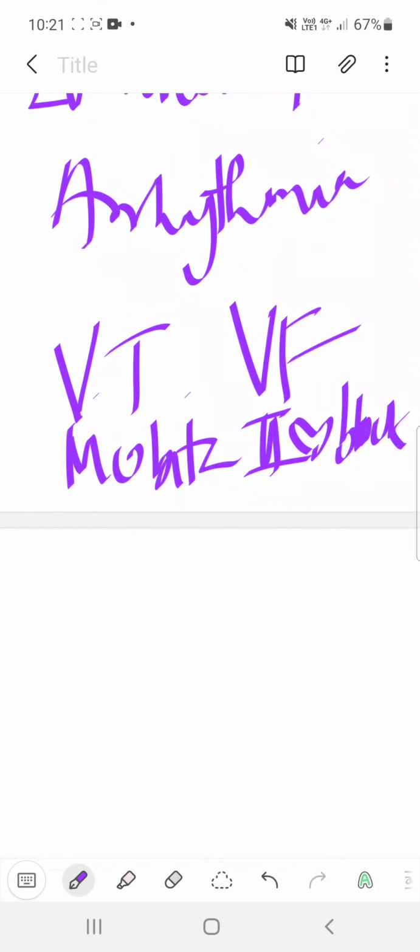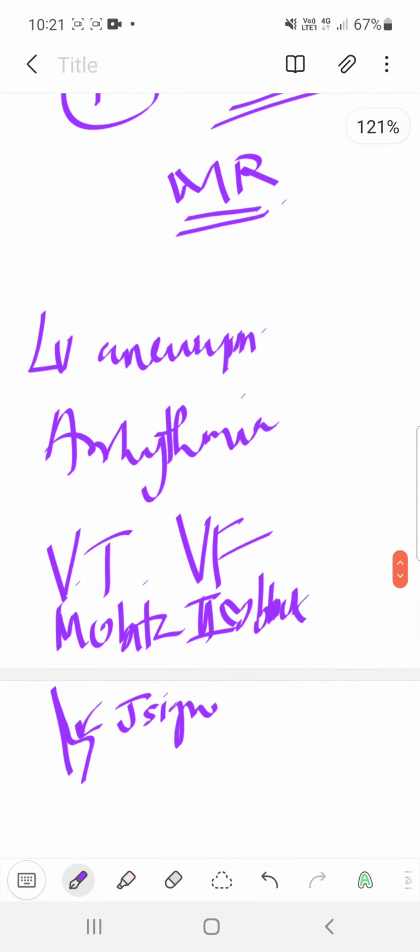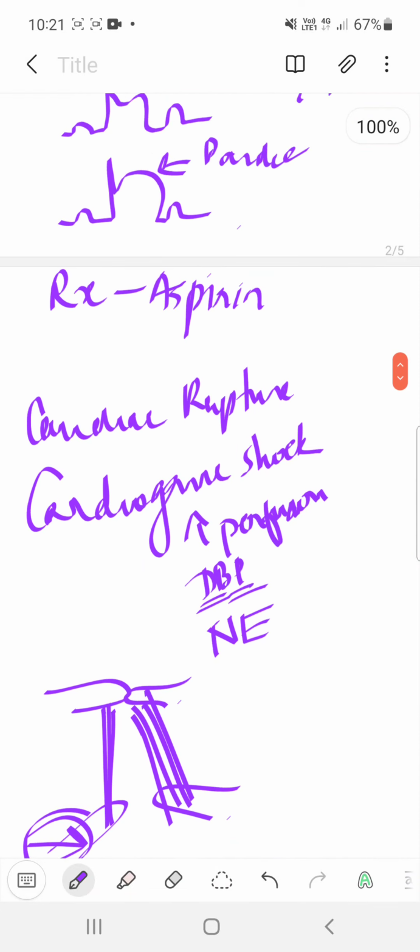In the case of the S wave, you can get a Josephson sign. It's a shelf-like sign. Okay, Josephson sign. So there is something called pulseless VT.